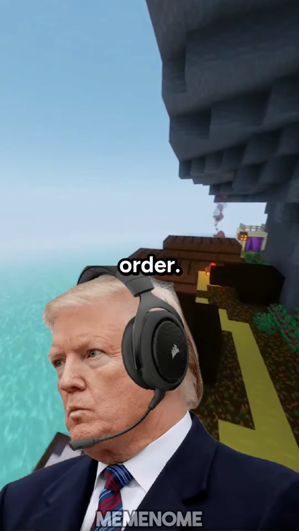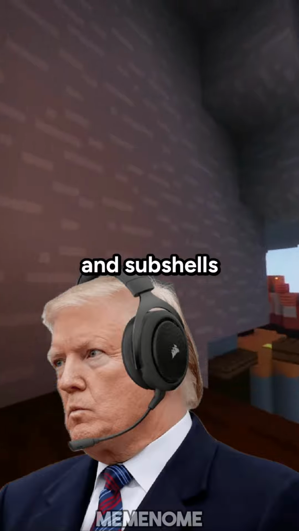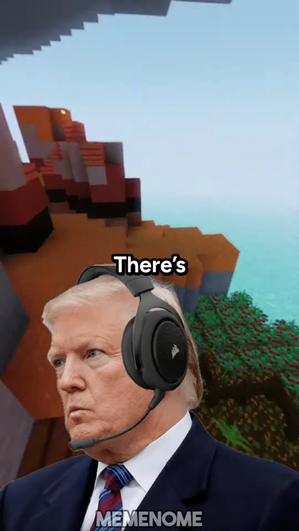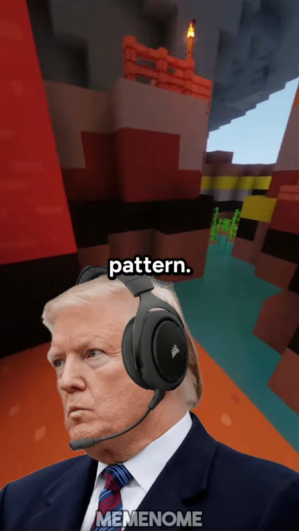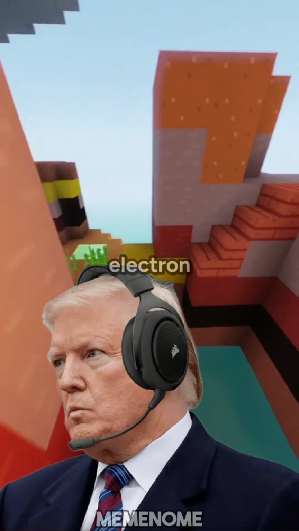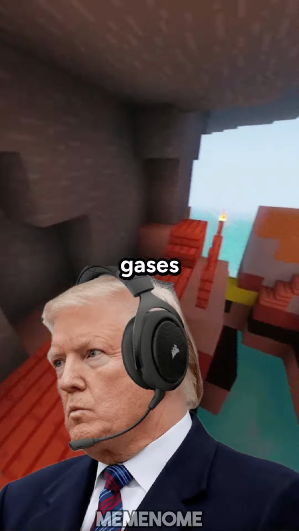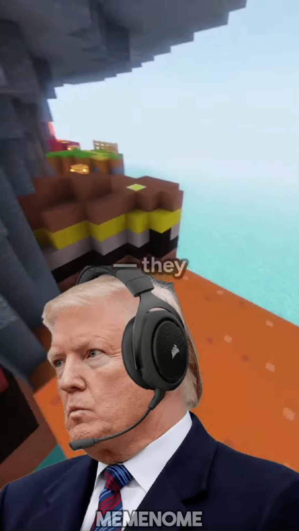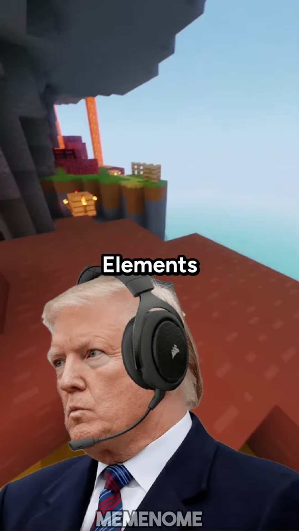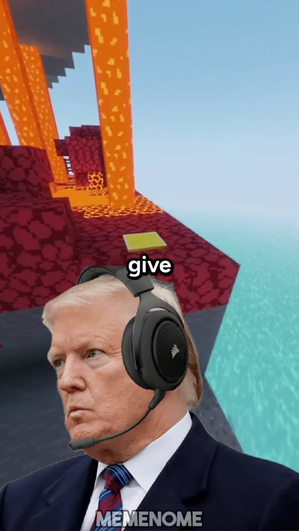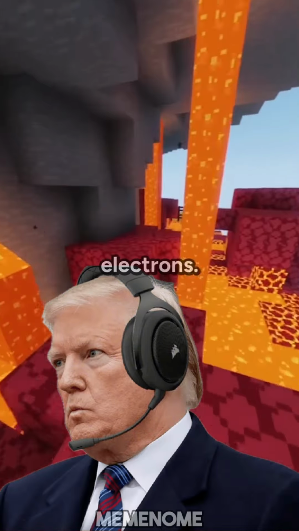Electrons have order. They occupy shells and subshells, 1s, 2s, 2p, 3s, and so on. There's a pattern, a beautiful pattern. Why does that matter? Because electron configuration explains behavior. Noble gases have full shells. They're stable. They don't want to make deals. Elements with 1 or 2 electrons in their outer shell, they're generous. They'll give them away. Or some will take electrons.